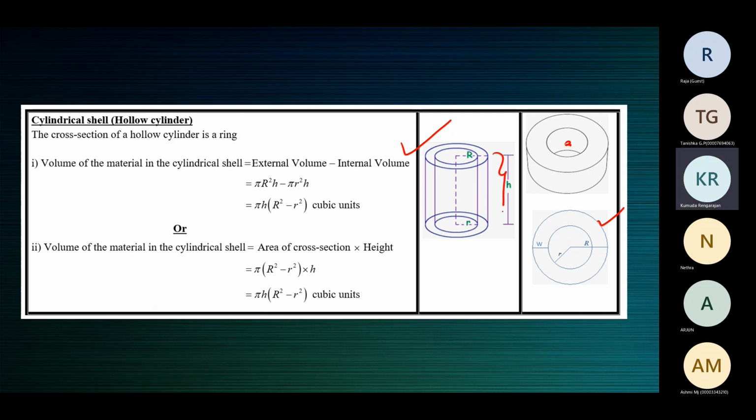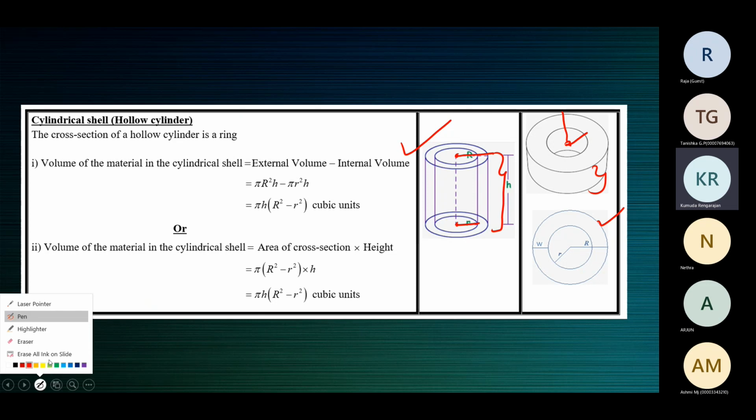Again, you have the height of the cylinder. Here you have two radii, one inner radius and one outer radius. That is the radius of the inner circle, which is the inner radius, and the radius of the outer circle, which is the outer radius. And of course, the height of the cylinder, h. The volume of the material is extra.